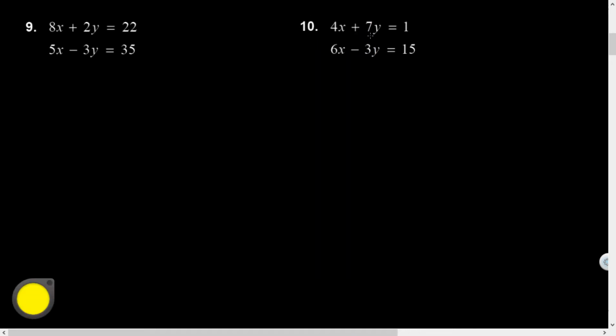Okay. All right. Step 1, get those opposite coefficients. Let's see how speedy we can get. What do 8 and 5 go into? 40. There ain't nothing smaller. What do 2 and 3 go into? 6. Let's work with the 6. What could I multiply 2 by to get 6? 3. So I'd multiply the entire equation by 3. What do I multiply negative 3 by to get 6?